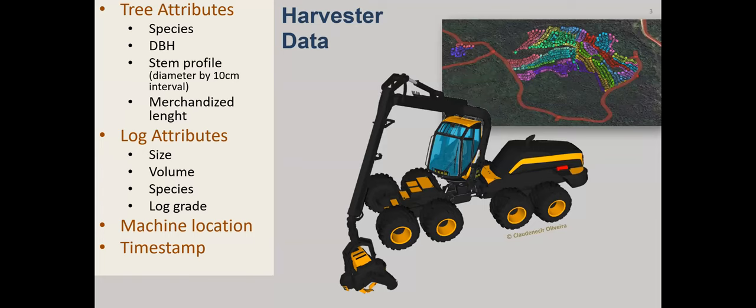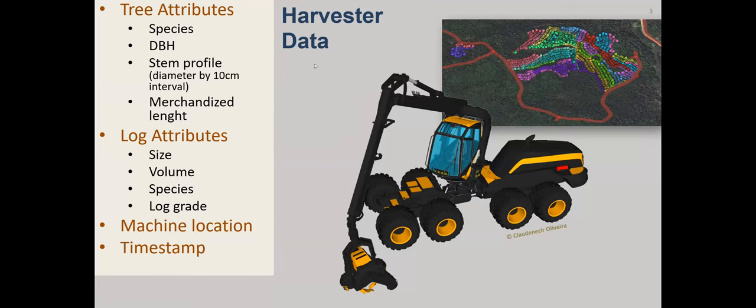And if you look at the data that is collected, you've got the species, you've got DBH, the stem profile, as I said, you have the merchandise length at the tree scale. And then you can have a breakdown of the attributes for each log: the size, length, diameter, the volume, the species, the log grade, you've got the machine location and timestamp. So for dendrometrists, that's an incredible sampling machine.